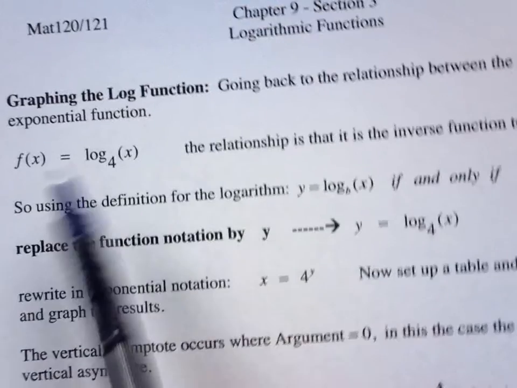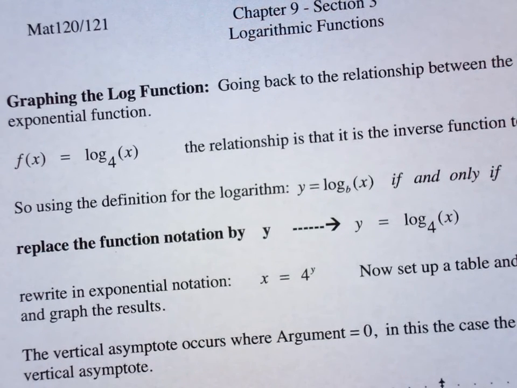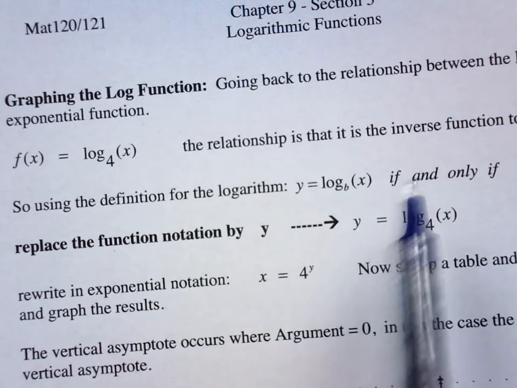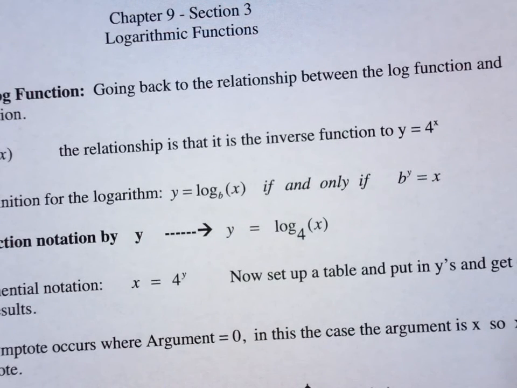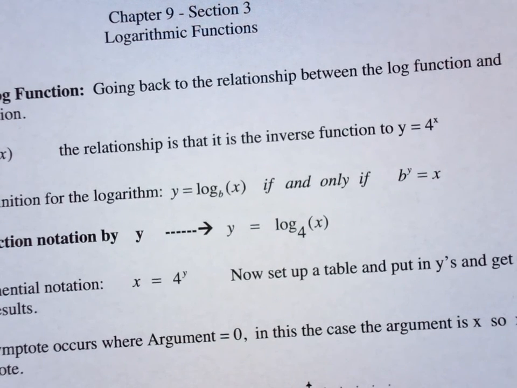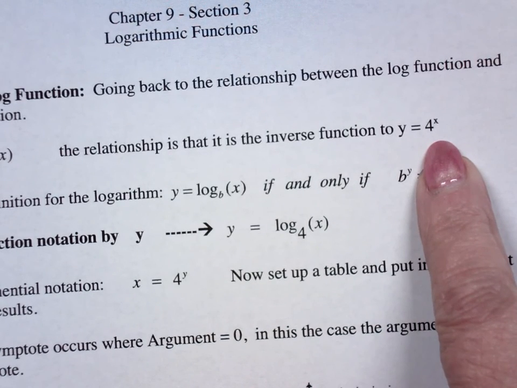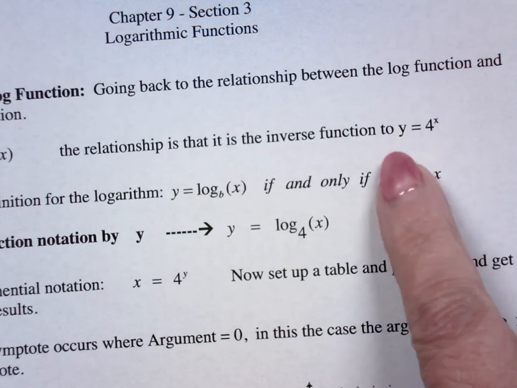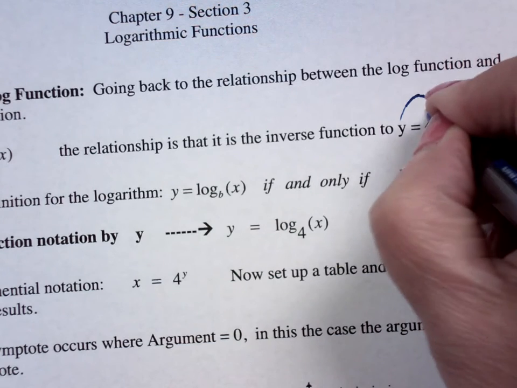So if I look at f of x equaling log base 4, how in the world do I graph him? Well, remember, he has a relationship, and he is the inverse of y equals 4 to the x. So 4 to the x creates the y values, and log base 4 brings those y values back to this x value.